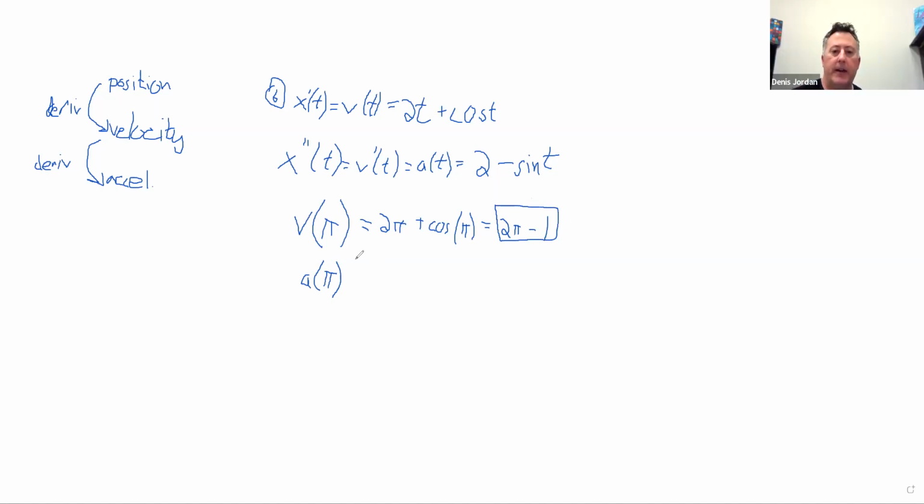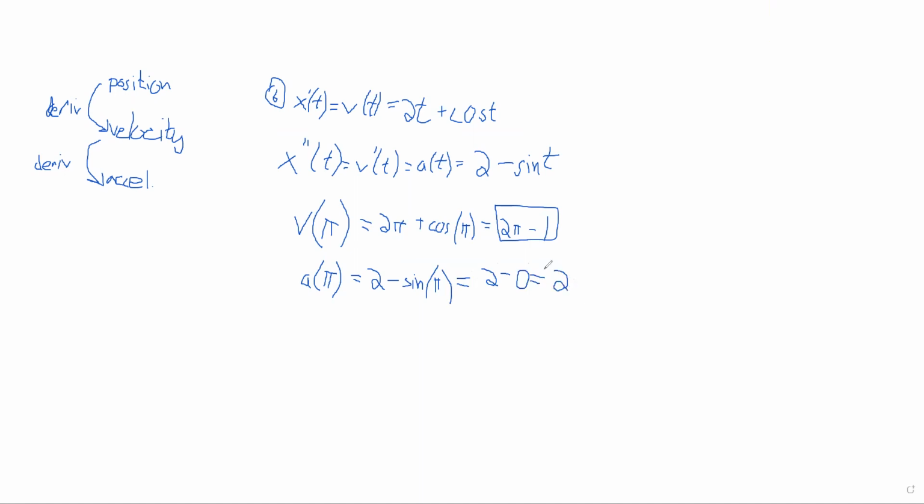So just plug pi into t and evaluate it. And that's where I was doing the acceleration again. Okay. So 2 pi minus 1, and you just leave it. There's no unit, because you don't know the length unit. You don't know if it's feet or meters or whatever, so you can't really give units with this. The only units you have are for time, so you just leave the units off. Now the acceleration: 2 minus 0 equals 2. Okay. That's that.